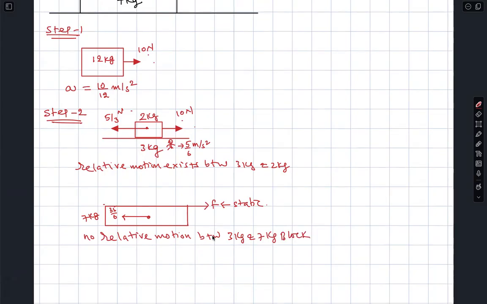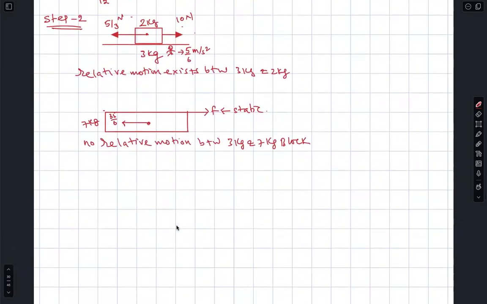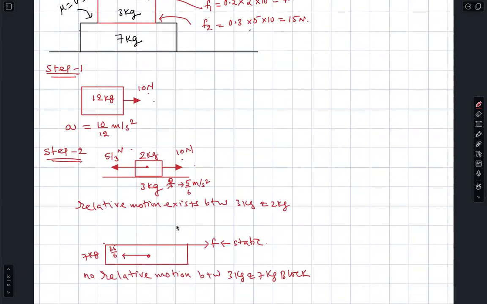So I have done 2 steps. Now I got a complete picture. Now what is my step 3? Now my step 3 is very clear. I am changing the color first. Step 3: I have clearly understood there is a relative motion between 2 kg and 3 kg and no relative motion between 3 kg and 7 kg.